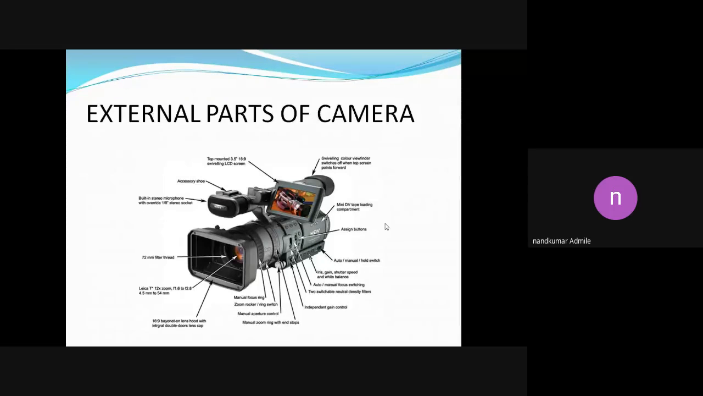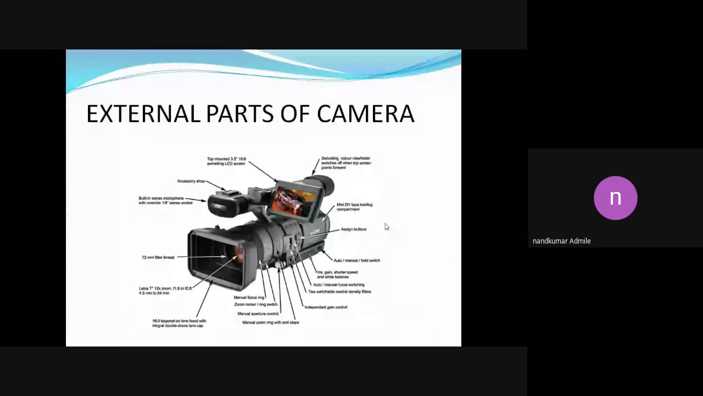Okay, so this is related to the video camera. It is an important part of the sixth unit. There is a short note on the working principle of a video camera, and the different internal parts and external parts.